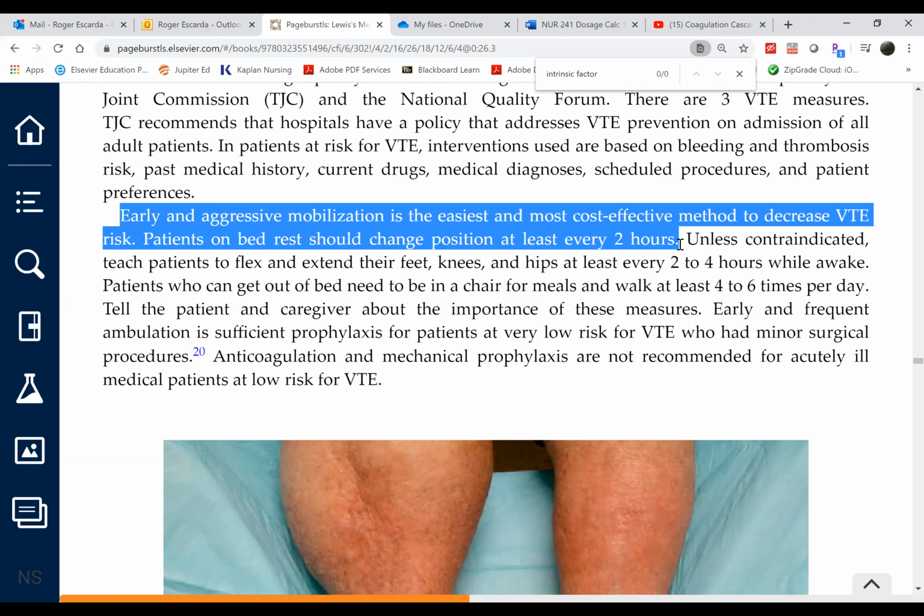As soon as possible. Right. So we get them out the same day. The only exception is open heart surgery. Open heart surgery patients are taken out of bed the next day. But all others, especially orthopedic patients, hip, knee, shoulder surgeries, are gotten out of bed on the same day.